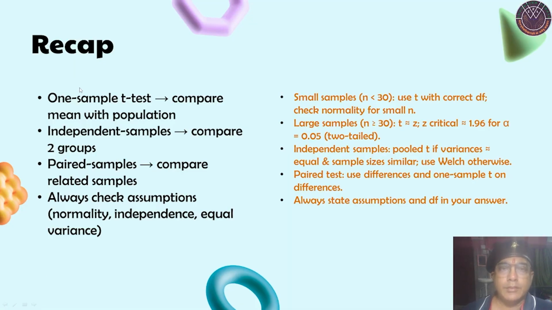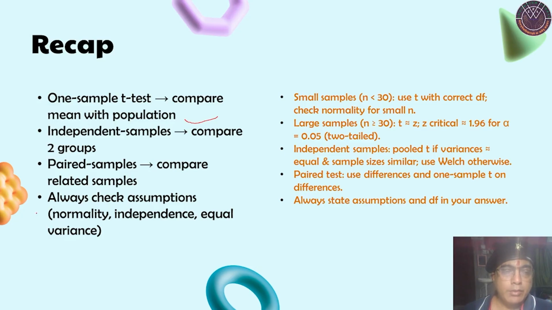So let us recapitulate whatever you have learned in this presentation. You have learnt about the one sample t-test. It is used to compare a mean with a population. Independent sample t-test compares two groups. Two independent groups are there, boys and girls, government school, private school. Paired sample compares related samples. If the samples are paired, matched, or in a before and after condition, we have already seen.